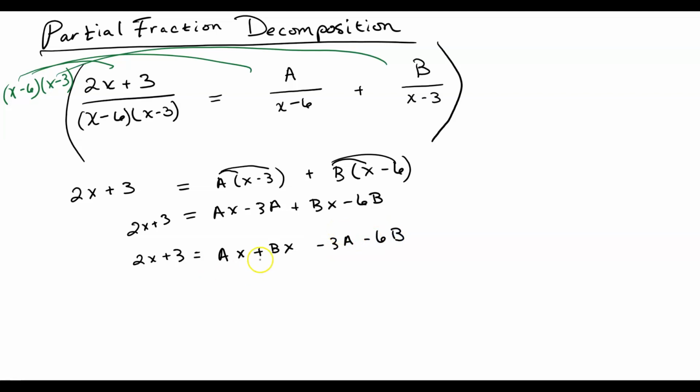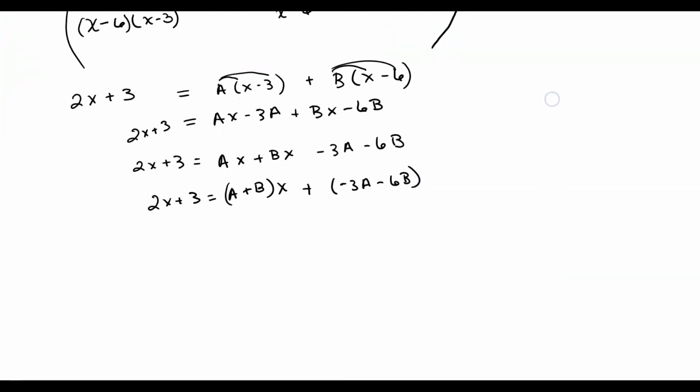We just regrouped, and now we're going to factor out the common factors. So 2x + 3 equals (A + B) multiplied by x, and then in the next part, we really don't need to factor out. We're just going to leave it as -3A - 6B. So this is, again, one way of solving this. There's another method, and I can go over that one as well. So this is what it looks like.